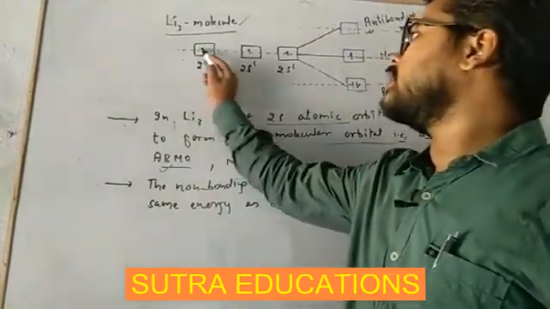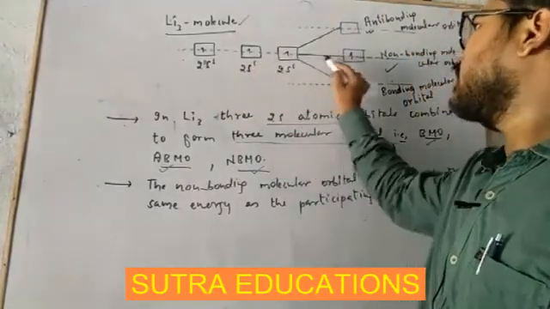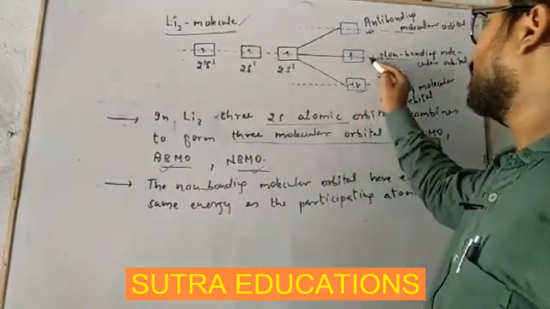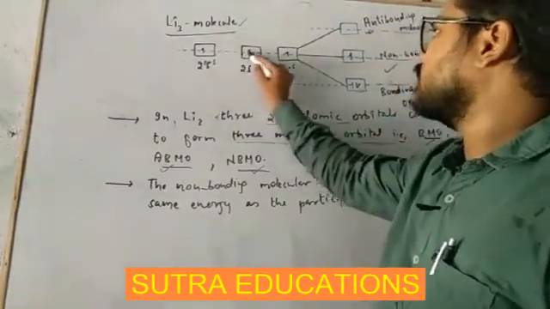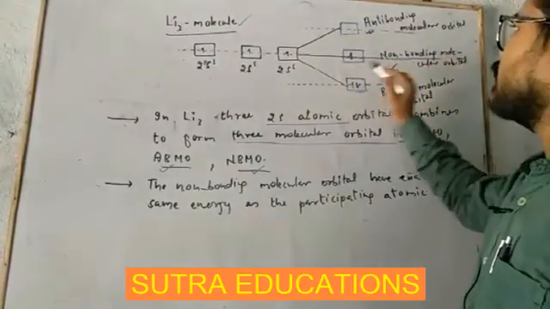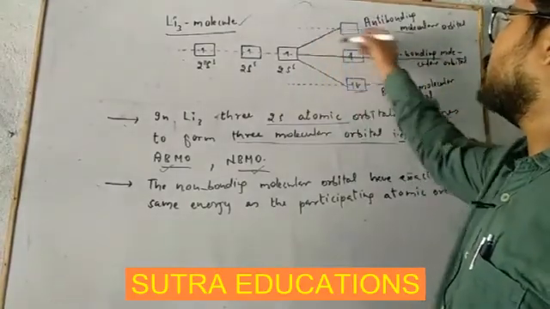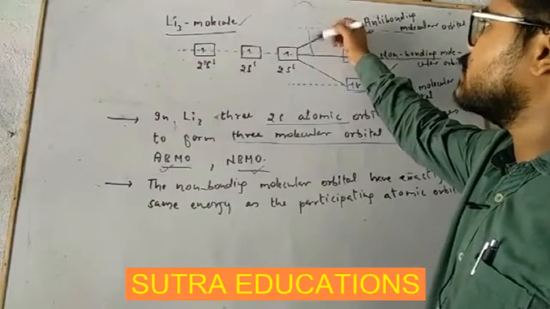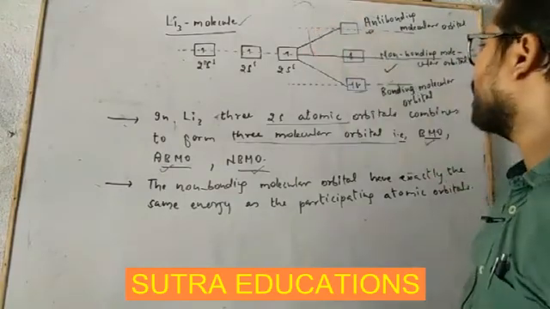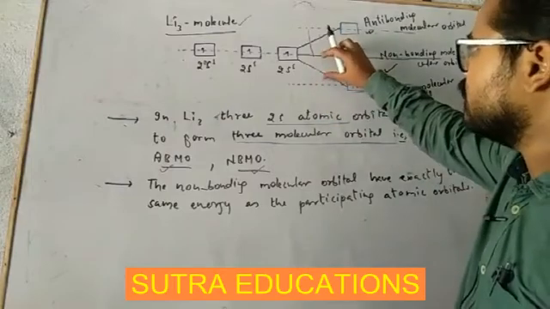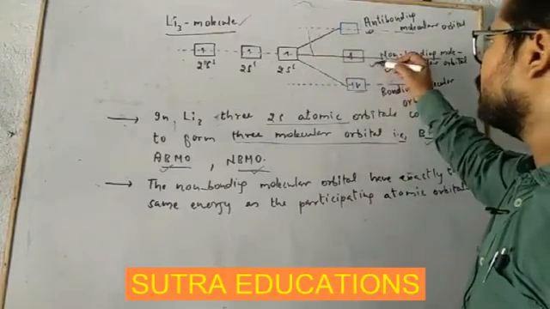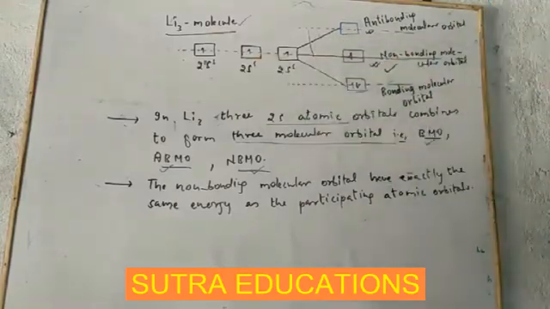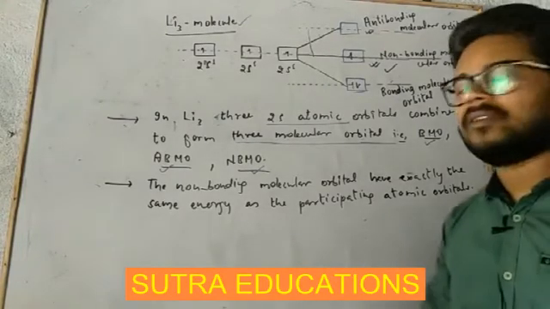This is the energy level of the participating orbitals. In the case of the non-bonding molecular orbital, the energy level is the same, you can check. But in the case of anti-bonding, the energy level is placed higher, and this is the energy difference. In the case of the bonding molecular orbital, the energy level is shifted below. So the energy level of the non-bonding molecular orbital is exactly the same as that of the atomic orbitals.